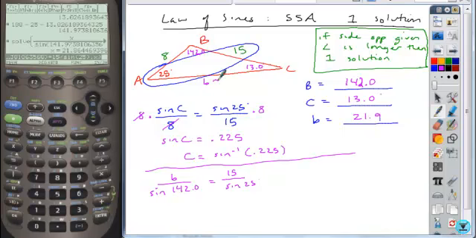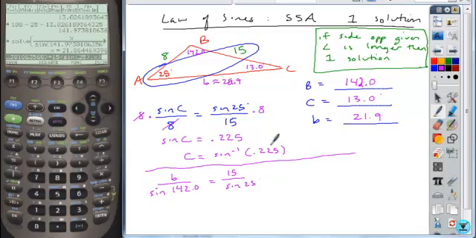Is that consistent with what I would expect? My longest side is opposite my largest angle. My smallest side is opposite my smallest angle. The sum of the two smaller sides, 8 and 15, is 23, which is greater than 21.9, my longest side. So everything is consistent with what I was expecting to see here.